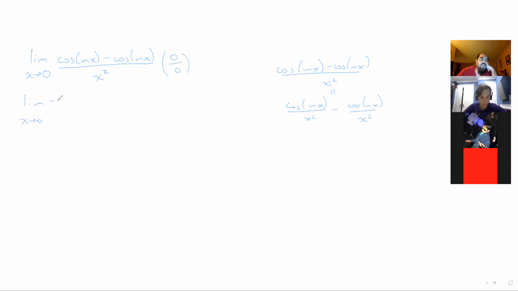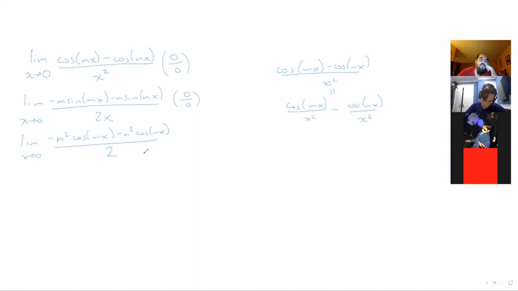This is going to be negative m sine mx plus n sine nx over 2x. And that's still going to be 0 over 0. So take the derivative again, and then you'd get negative m squared cosine mx plus n squared cosine nx, all over 2. Okay.